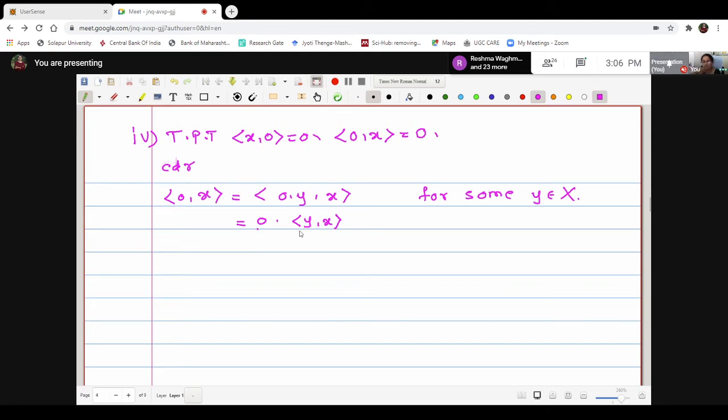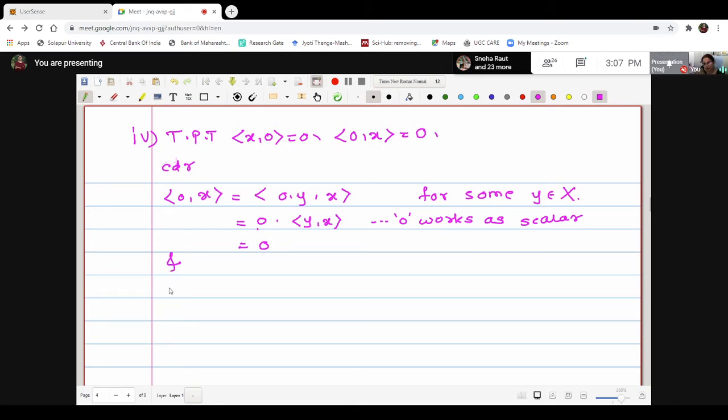This is a scalar now. 0 works as a scalar. Now 0 into any scalar. What is inner product y with x? Inner product y with x is a fixed scalar. Now 0 into any scalar gives us the value 0. Hence we have proved inner product 0 with x is 0.